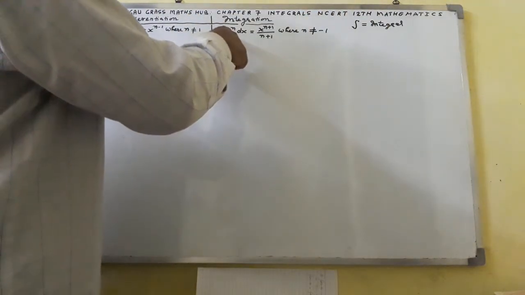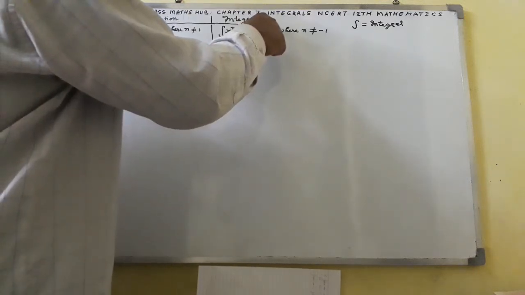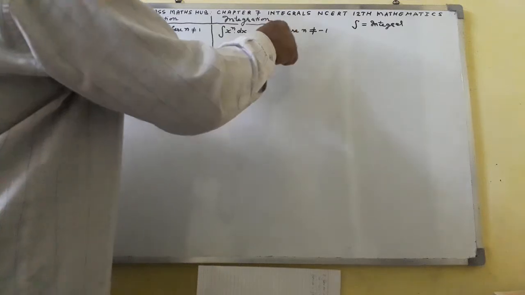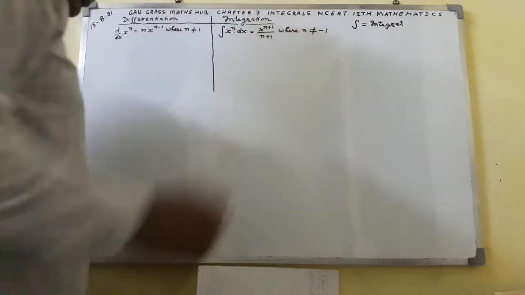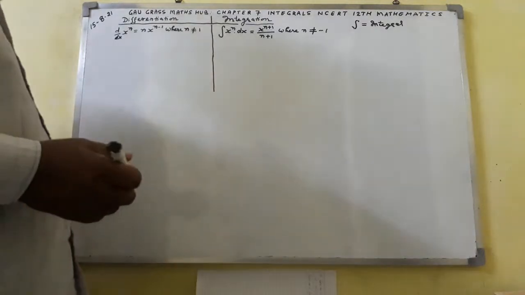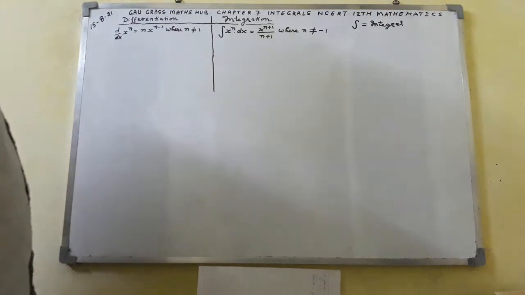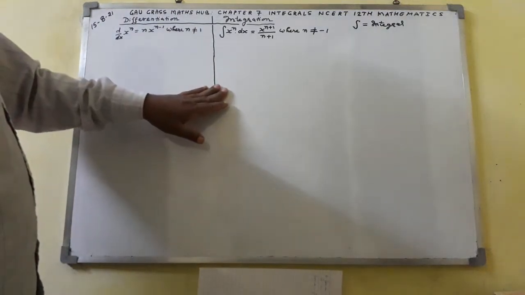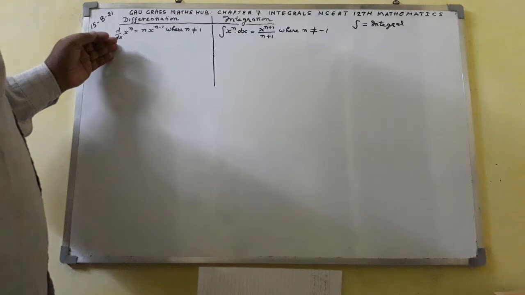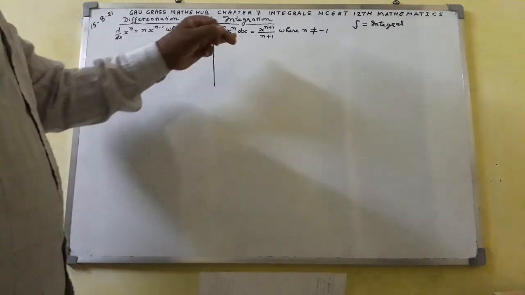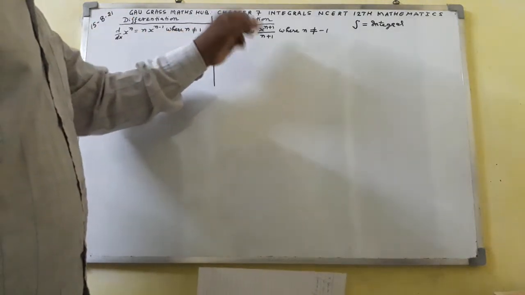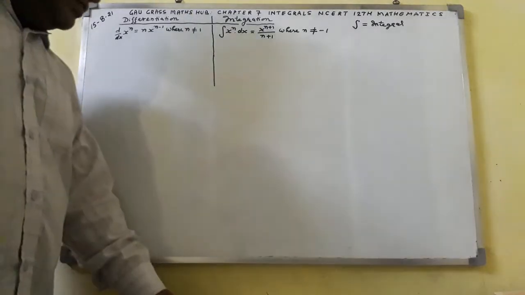Integral x raised to the power n dx equal to x raised to the power n plus 1 whole over n plus 1, where n is not equal to minus 1. This is the formula you must remember. Here x is variable, n is an integer or fraction. These are the basic formulas about differentiation and integration. Now next formula I am going to write here.